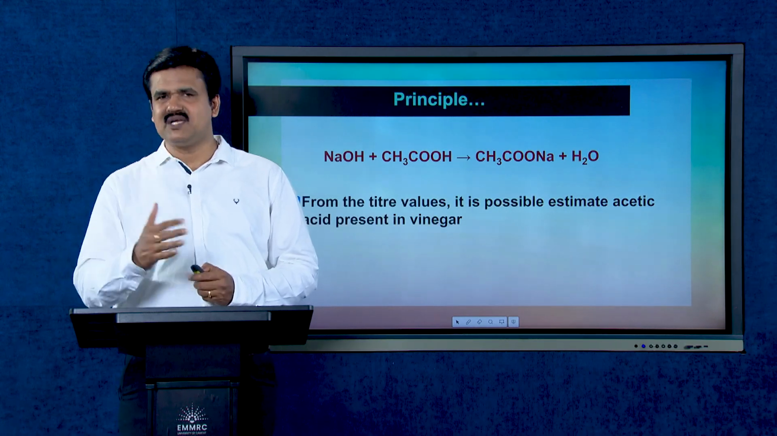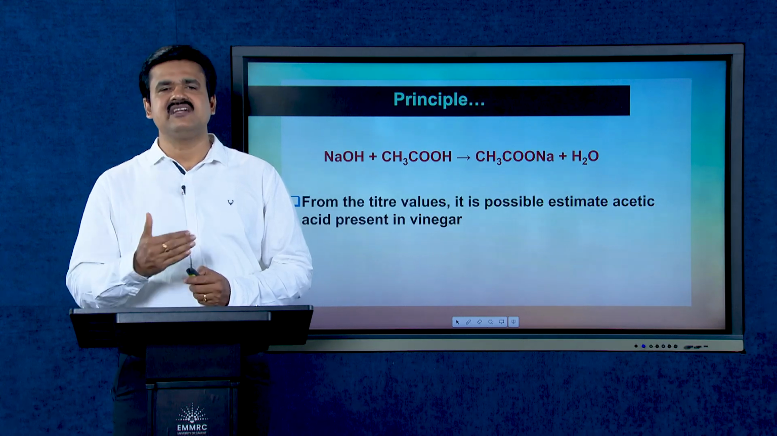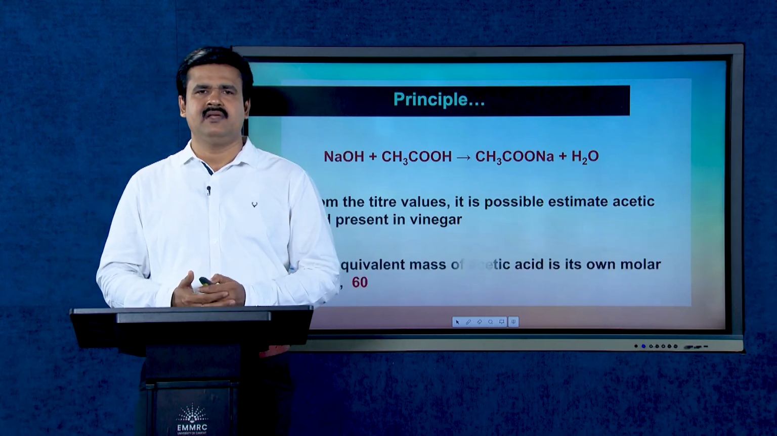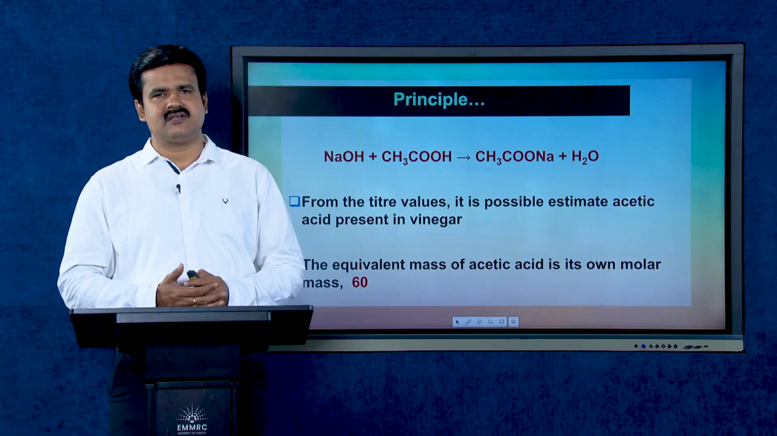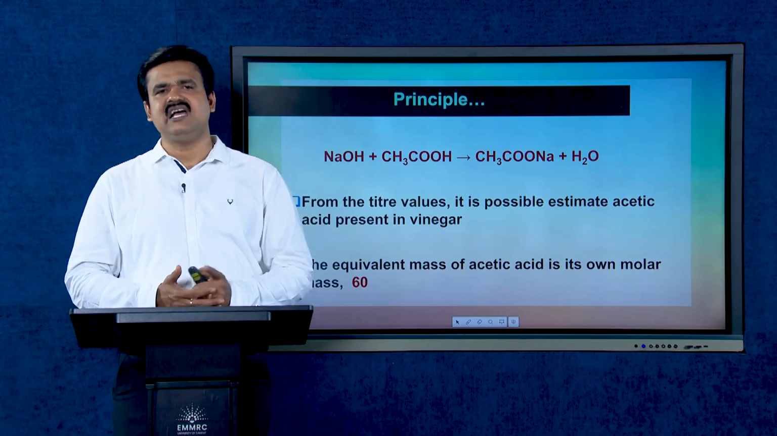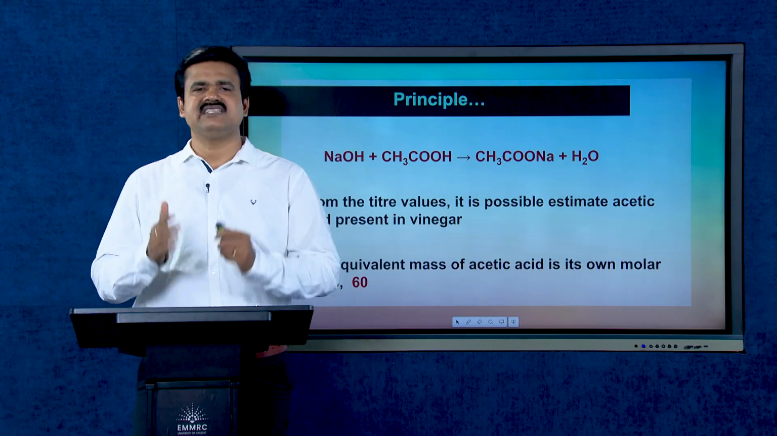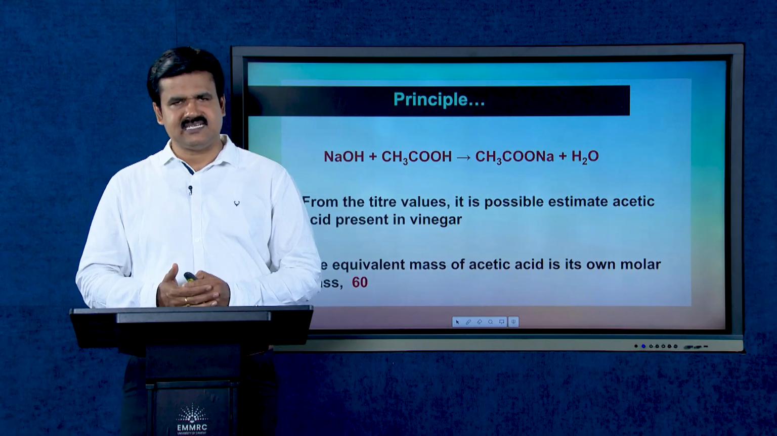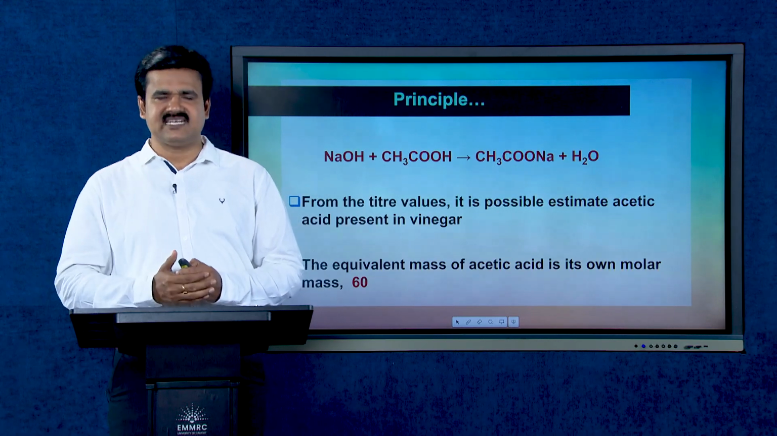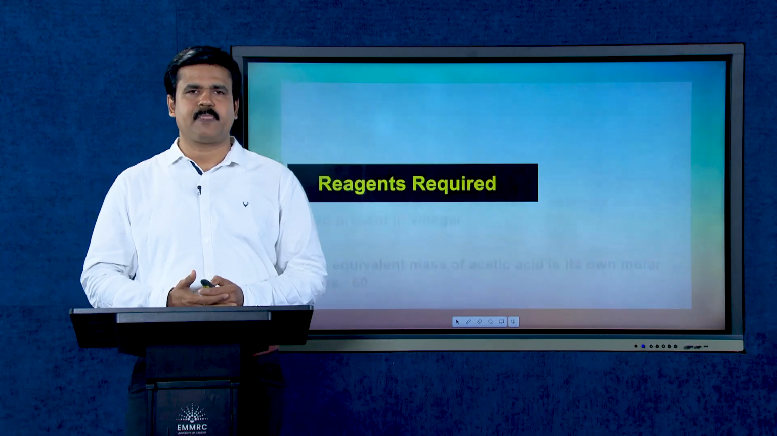So, it is possible to find out the percentage of acetic acid in the given sample of vinegar. The equivalent mass of acetic acid in this reaction is a very important quantity, and you have to remember the equivalent mass of acetic acid is same as its own molar mass, that is equal to 60. So, equivalent mass of acetic acid is equal to 60, which is required for the calculations.